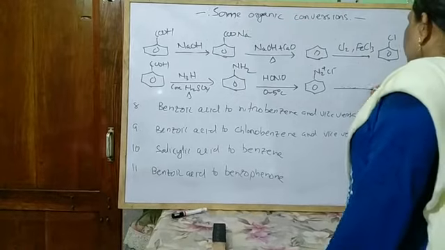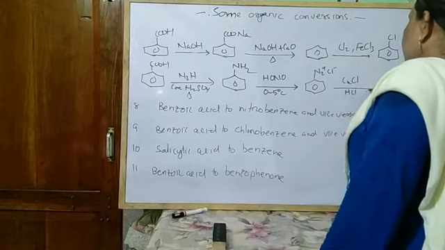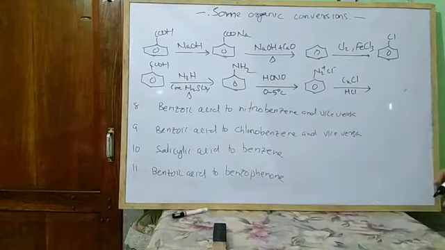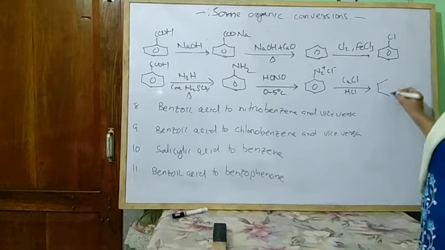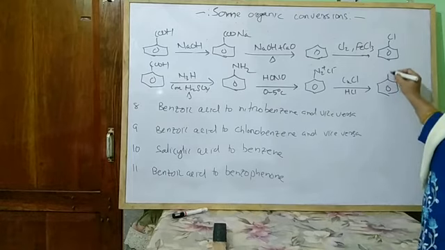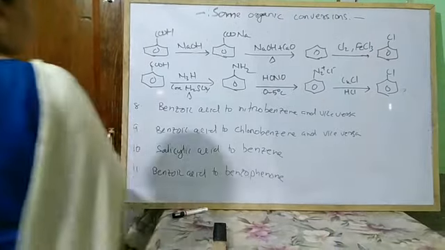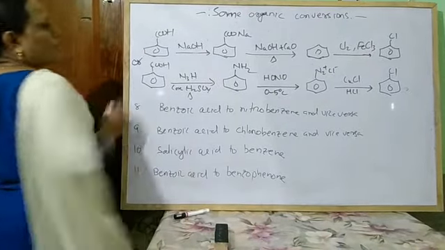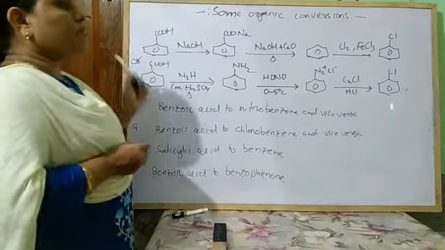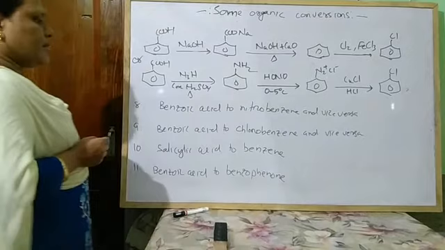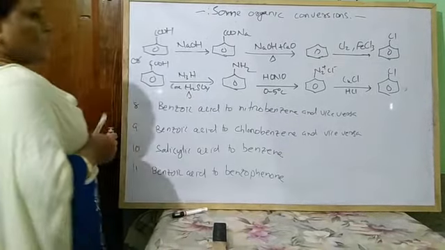And when this is treated with cuprous chloride in presence of HCl, or copper in presence of HCl, it forms chlorobenzene. So there are two alternative methods. Either you can convert benzoic acid to chlorobenzene by this method, or you may convert benzoic acid to chlorobenzene by this other method. Next, chlorobenzene to benzoic acid.